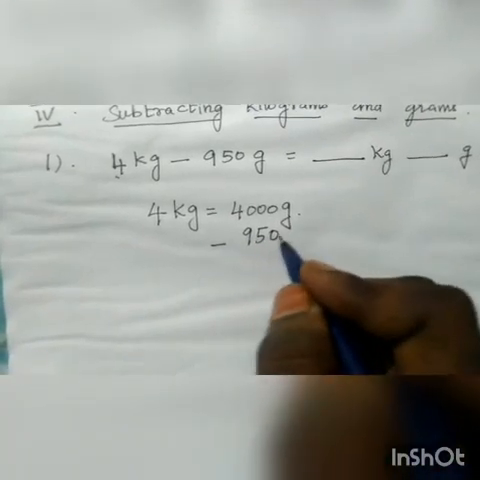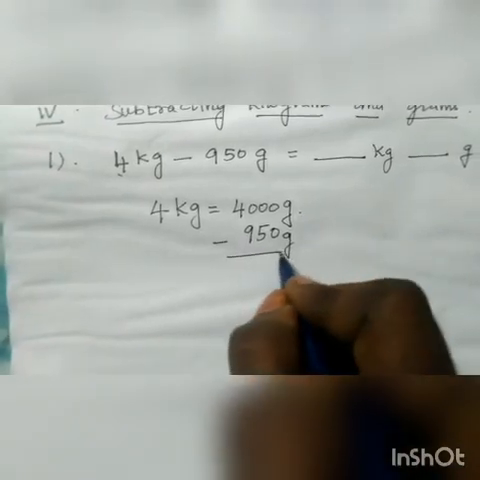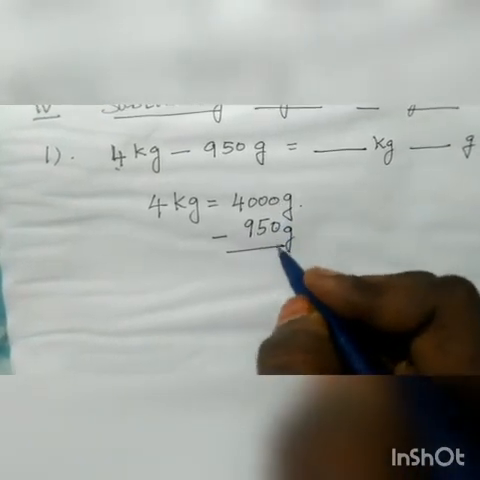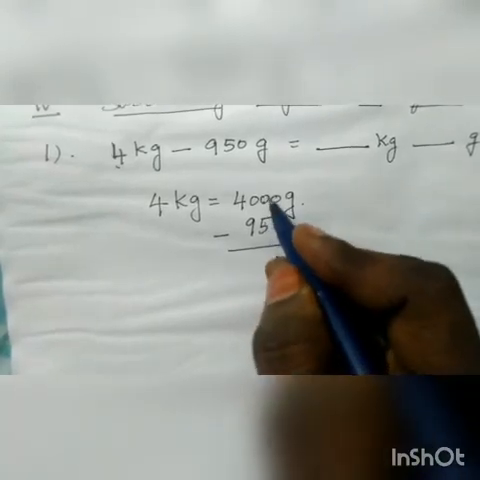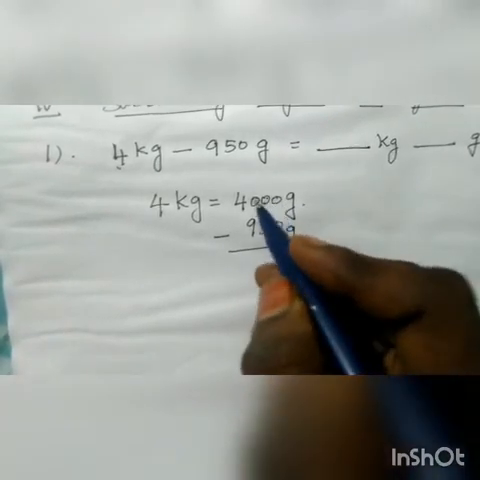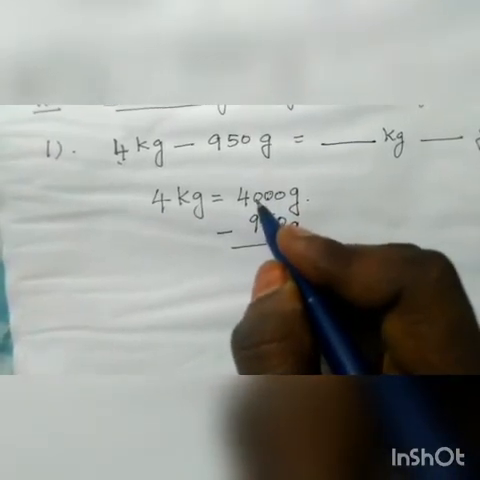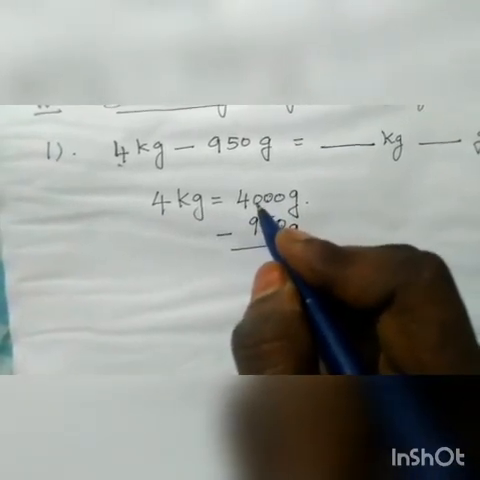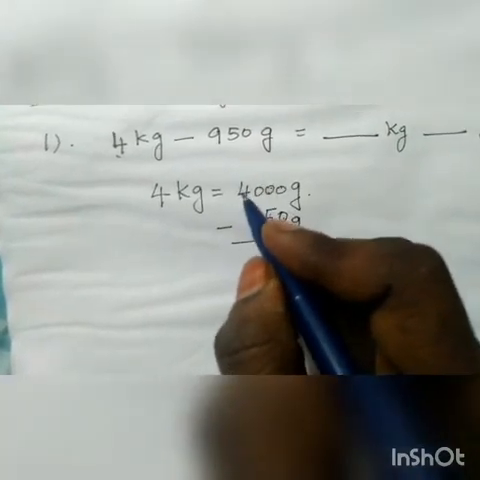You have to write from the ones place only. Now subtract these values. 0 minus 0, 0. Can we subtract 5 from 0? No. So we have to borrow from the neighbor place. Here the neighbor place also has 0, so again we cannot borrow from the neighbor place. Now we have to move to the next place.